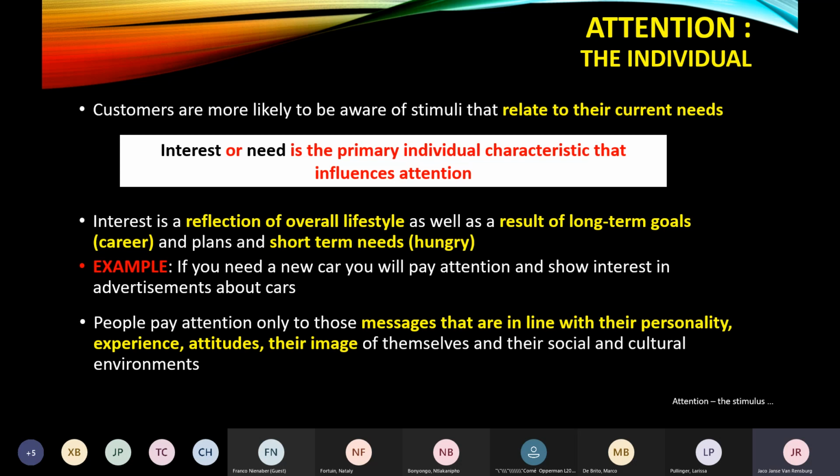Are you interested in the product that is being offered? Do you have a need for that at the moment? If you don't, you're probably not going to pay attention to that particular message that goes out, and therefore, although you've been exposed, you won't pay attention to that particular stimulus.